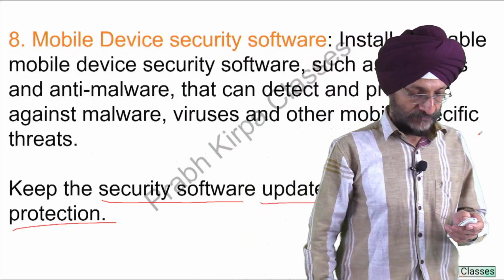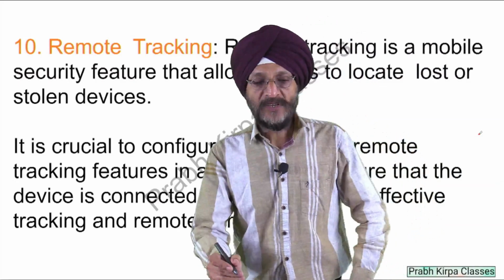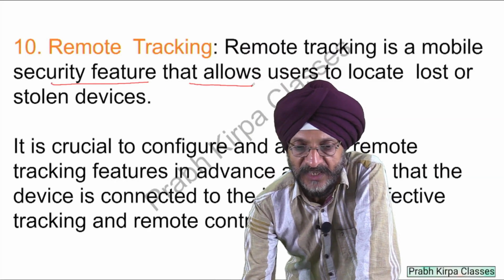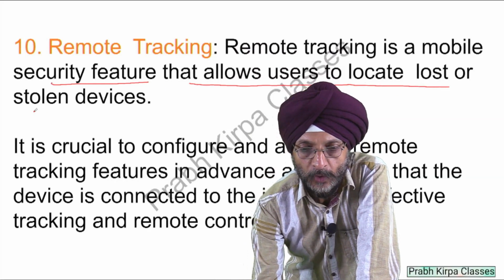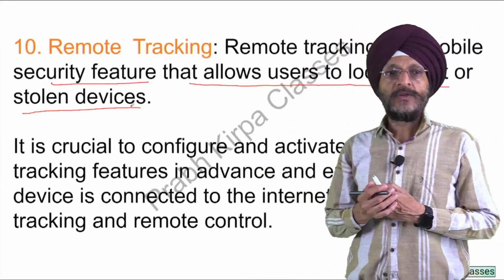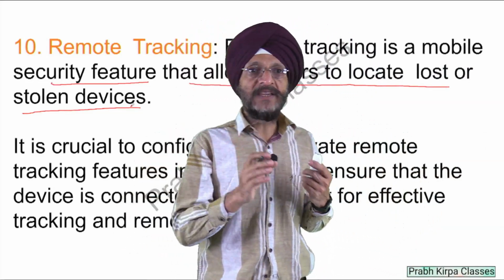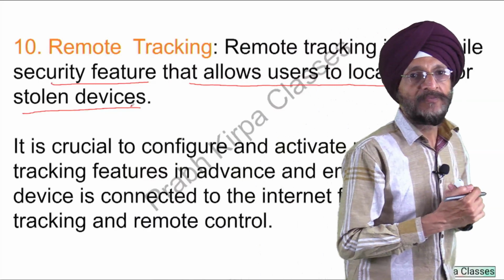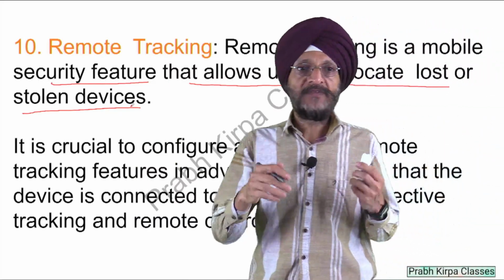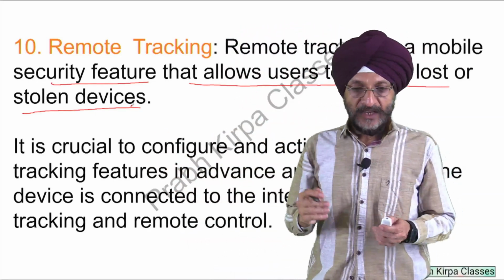Next point is remote tracking. Remote tracking is a mobile security feature that allows users to locate lost or stolen devices. It is crucial to configure and activate remote tracking features in advance, and we should ensure that the device is connected to the internet for effective tracking and remote control.